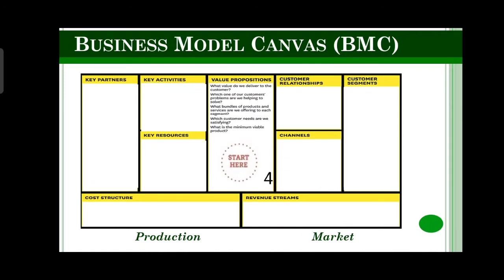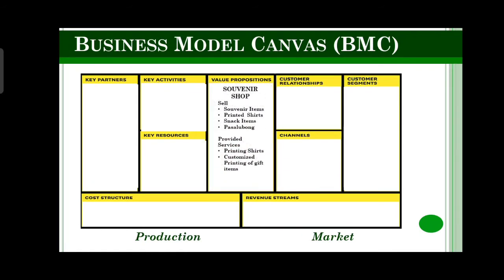Or, for example, a souvenir shop. Under value proposition, what you put is, sell souvenir items, printed shirts, whatever you provide. So, you also have services like printing services, customized printing of gift items. And then, we proceed to customer segments.